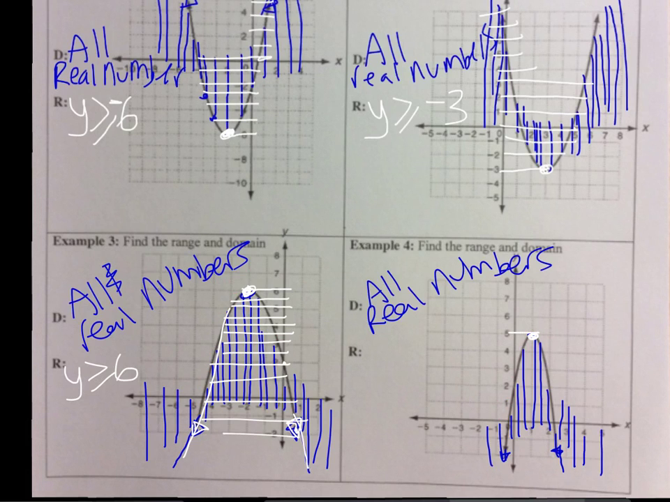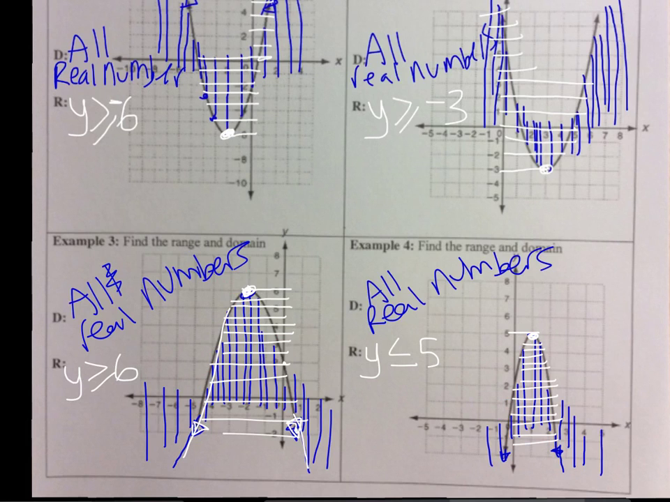And if you see, if we continue to go down, we're going to include all of these y values as we go down. So our range would be all of the y values that are less than or equal to 5.